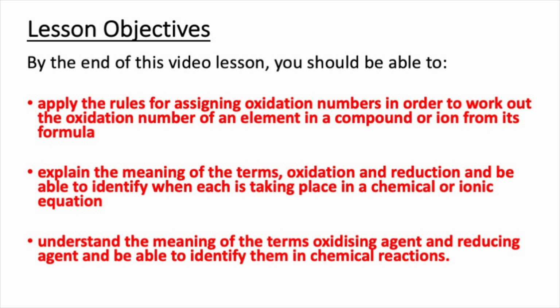So that concludes this video lesson. After watching this video, you should now be able to apply the rules for assigning oxidation numbers in order to work out the oxidation number of an element in a compound or ion from its formula. You should also be able to explain the meaning of the terms oxidation and reduction and be able to identify when each is taking place in a chemical or ionic equation. And finally, you should understand the meaning of the terms oxidizing agent and reducing agent and be able to identify them in chemical reactions.